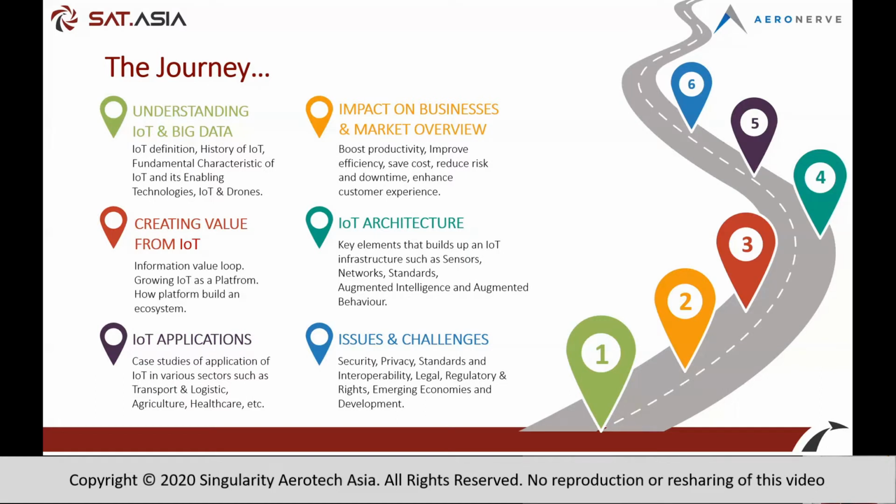Okay, tomorrow, at the beginning of the day, we will start with some technical stuff. We'll look at what makes up the building blocks of IoT. So the IoT architecture, the key elements that you need in order to have the whole complete solution. Some of the key infrastructure is sensors, network, standards, augmented intelligence and augmented behavior. That is basically analytic tools and also the robotic feedback loop.